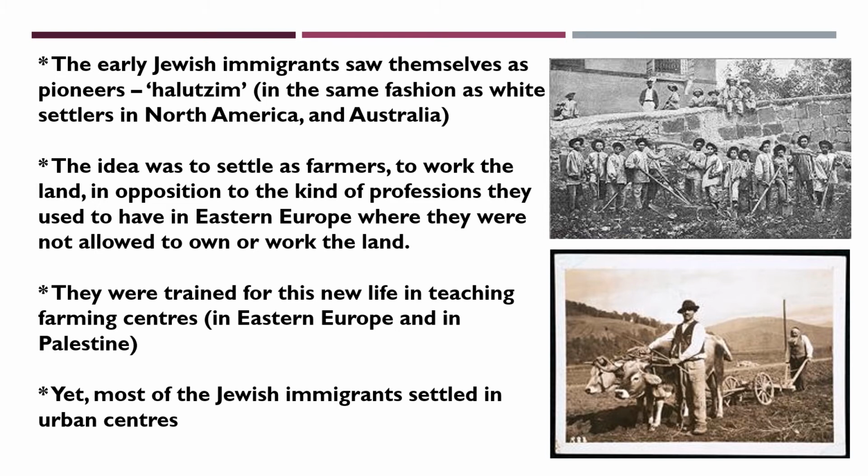There were some agricultural centers where they were trained in Europe and also in Palestine itself. So these immigrants, the trajectory was that some of them arrived at this teaching farming center where they were trained, where they were taught how to work the land, and eventually, if they were lucky enough, they were allocated land bought by either the Zionist movement or Jewish philanthropists that were interested in helping these Jewish immigrants to Palestine.